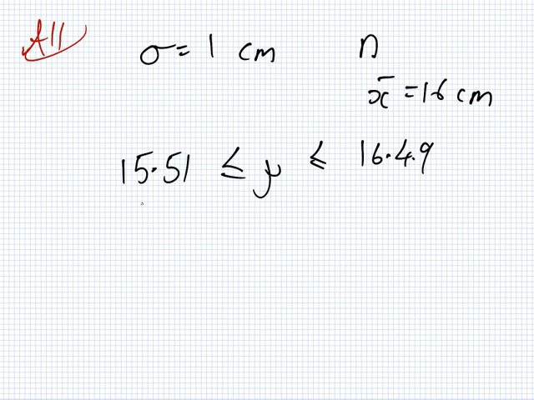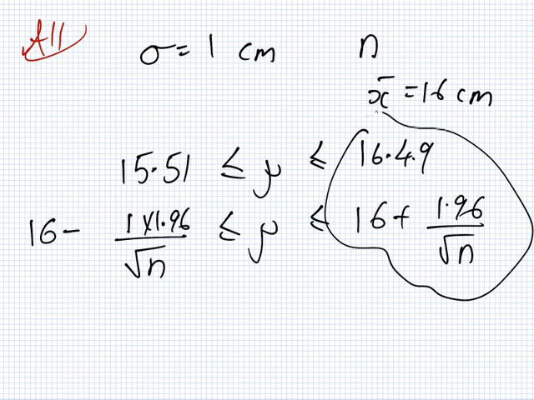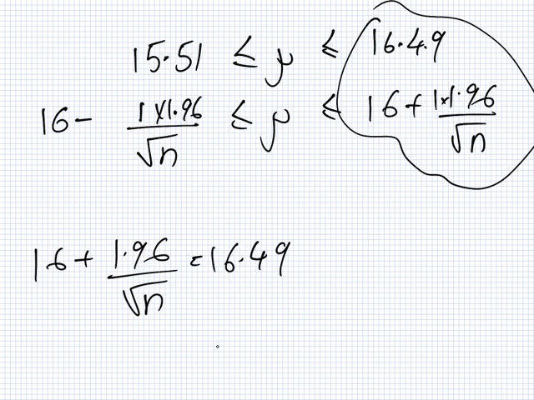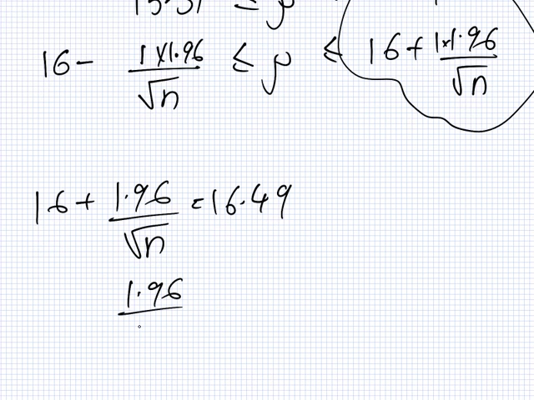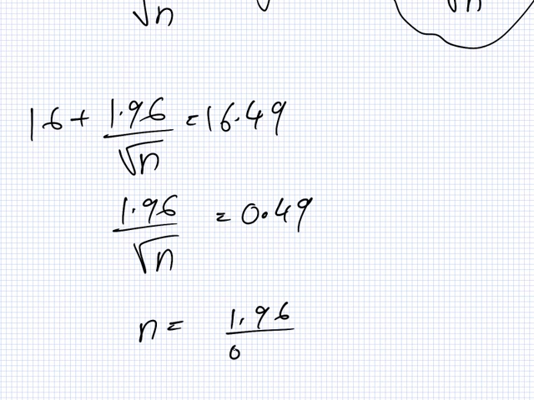So if you remember the confidence interval, the lower one is the mean minus the standard deviation times 1.96 over square root n, and the upper is 16 plus 1.96 over square root n. So actually they gave me too much information. I could just look at like this one, for example. So 16 plus 1.96 over root n. Yeah, standard deviation is 1. Equals 16.49. So 1.96 over square root n equals 0.49. So n equals 1.96 over 0.49 squared. So what's that? 16, is it? Yeah.